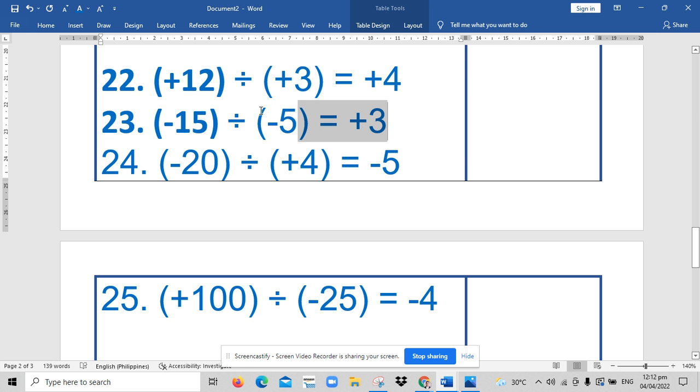If the signs are similar, the sign of the answer is always positive. But if the signs are different, the sign will always be negative. Like this one, okay? This is true for multiplication and division.